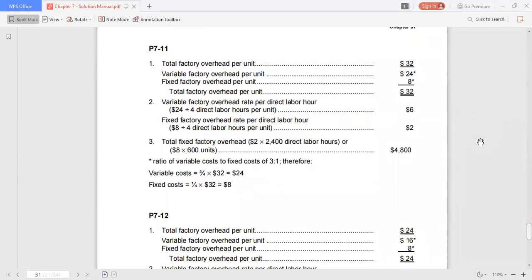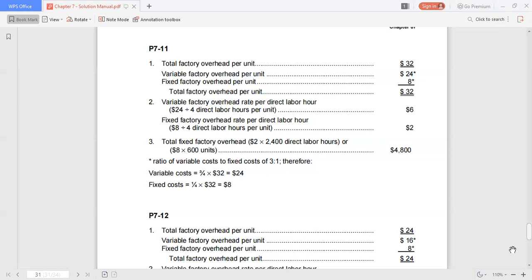Then for number 12, the overhead application rate. The company uses job order cost system and standard cost. It manufactures one product with standard cost of materials 15, direct labor is 26, and factory overhead per unit, the ratio variable cost to fixed cost is 2:1. It's 24, so the cost per unit is 65. Standards are based on normal capacity of 2,700 direct labor hours. Actual activity for March follows.